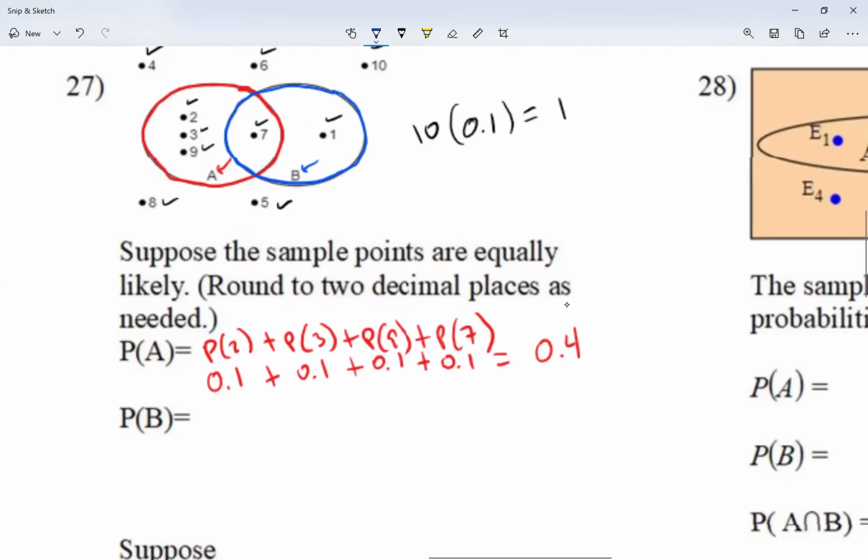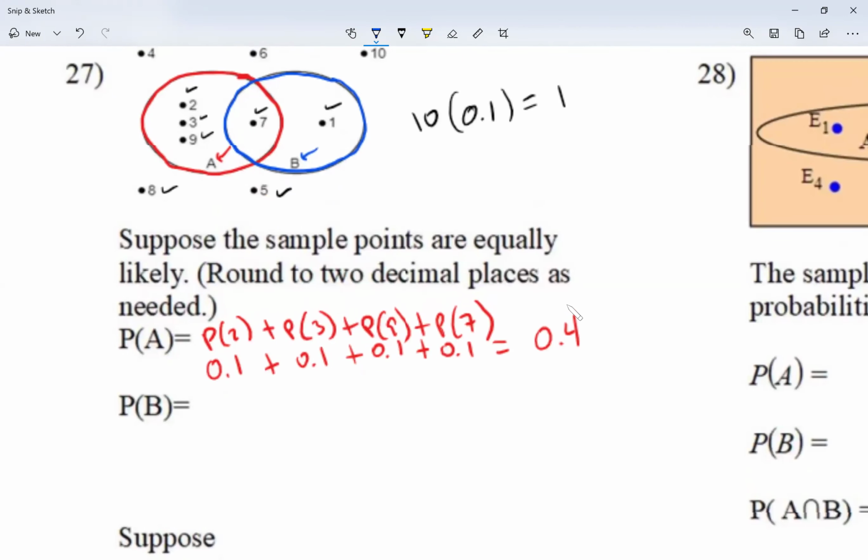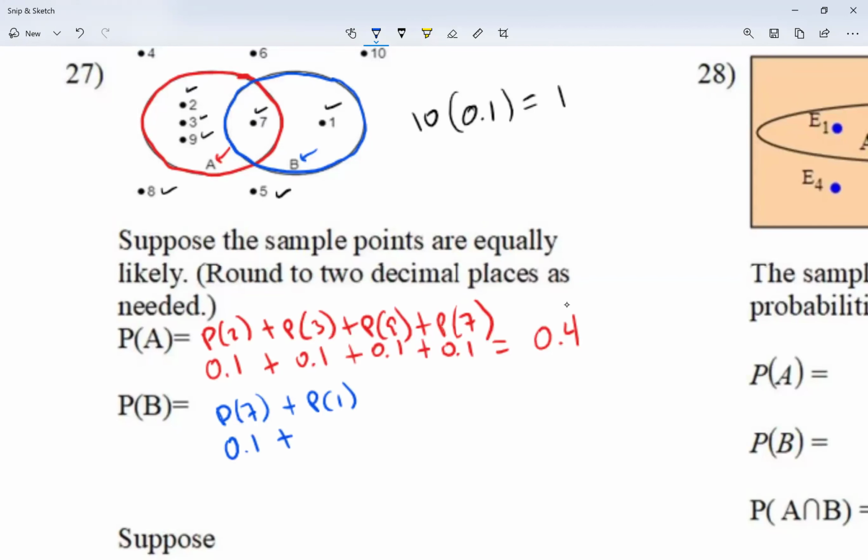How about the next question? What's the probability that B happens? Well, if I look at probability of B, I'm looking at the blue oval. I'm asking what's the probability that I get the point 7 plus the probability that I get the point 1. But I said earlier, each point has a 0.1 probability of being chosen. So 0.1 plus 0.1. I want to say probability of B is 0.2.